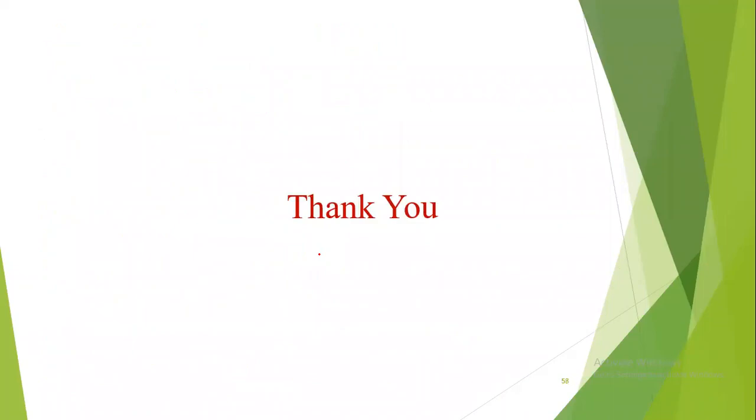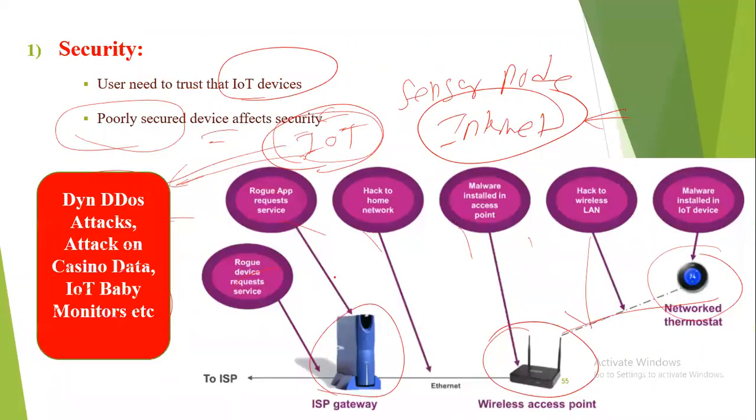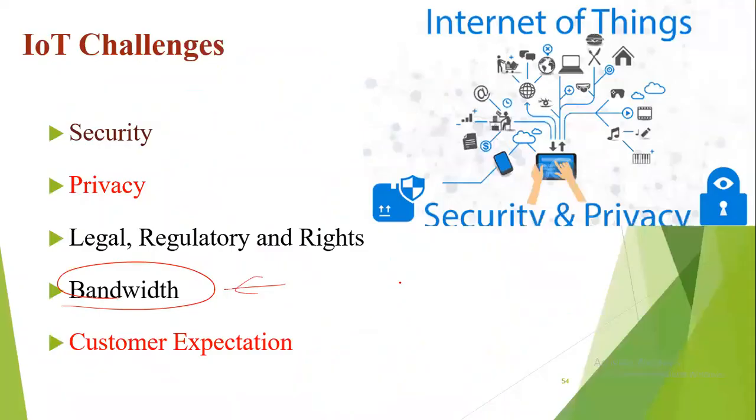The fourth challenge is bandwidth. Cisco is saying 50 billion devices will connect to the internet, and all of these require bandwidth or space. Suppose all these devices connect simultaneously, what will happen? The internet service provider will have a big headache providing bandwidth to all these devices. And if all these devices are connected, then live streaming and live video will not be possible. So the bandwidth issue is there.